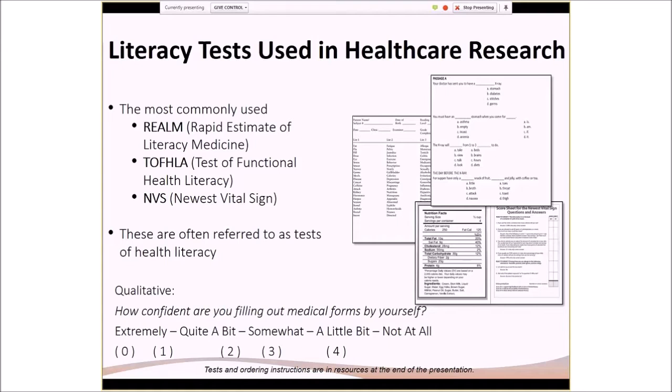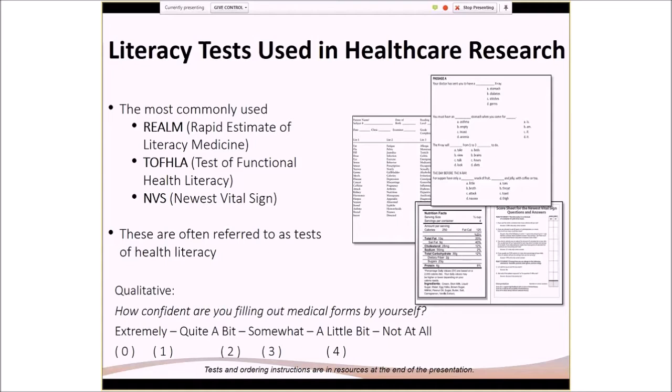And then Lisa Chew developed a qualitative assessment. How confident are you in filling out medical forms by yourself? She started out with 20, got down to 10, and then got down to 3. And then recent studies have found that this one will do. It's correlated with the REALM, TOFHLA, and Newest Vital Sign, but it's not as sensitive, or it's not as specific a test. So since it's self-report, people will say they're very confident when maybe they're not. Also, it's kind of a vague question, and it depends on what the medical form is.